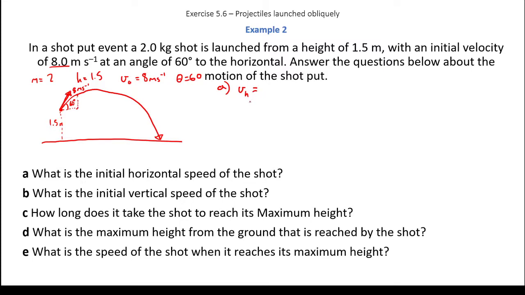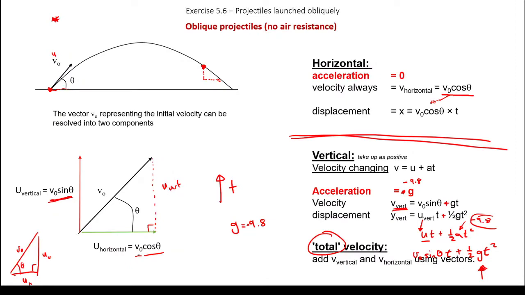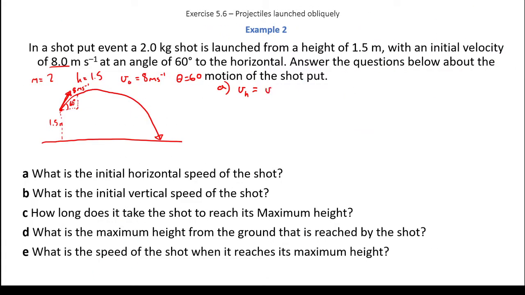And if we remember back from our slides on the previous, it is V naught cos theta. So it's a simple substitution. 8 cos 60 equals... I'm just doing this on my calculator. That gives me 4.0 meters per second. And I put the 0.0 because we were given 2 significant figures here, here, here, and here. So that means all our answers should have 2 significant figures.